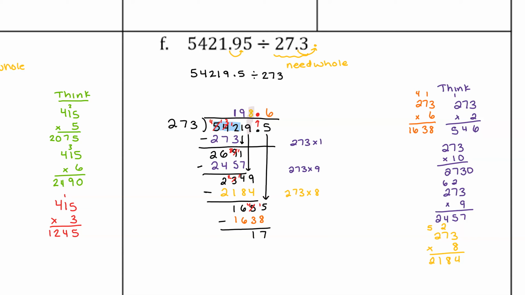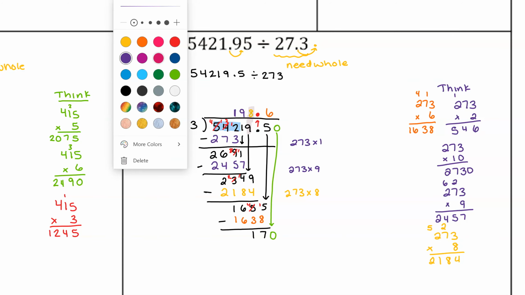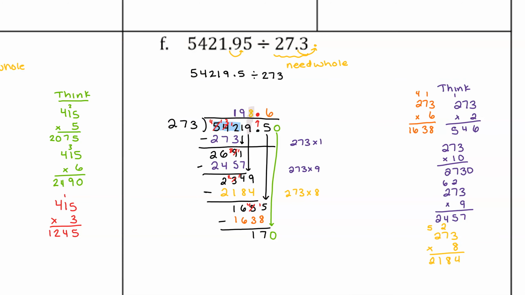Since I don't have any more digits, I'm going to tack on a 0 and bring that down. Oh man, that just makes 170. What number do I times 273 by to get 170? Well, we can't actually do that, right? 170 is small. So we would do 273 times 0. So that gives me 0 up here, and I multiply 273 by 0, I subtract, and I still have 170.